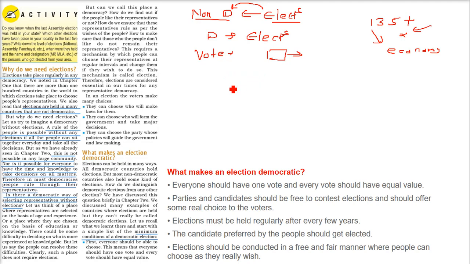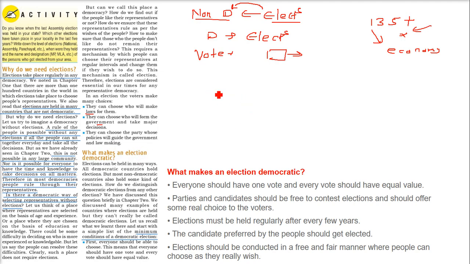They can choose who will make laws for them. They can choose who will form the government and take major decisions. And also, through elections, voters can choose the party whose policies, whose politics, whose ideology will guide the government and the lawmaking.